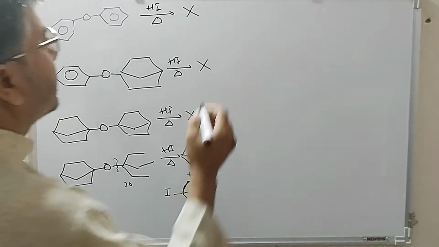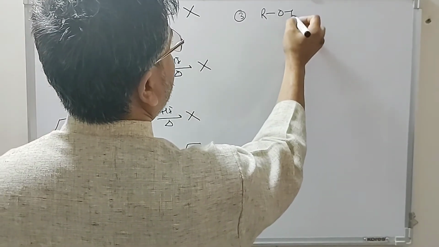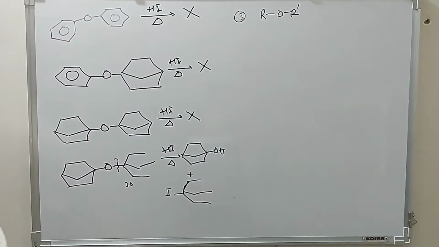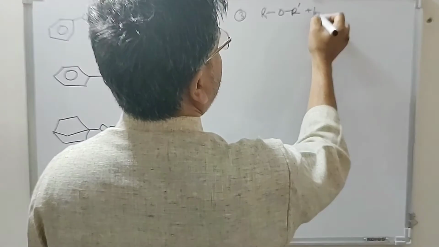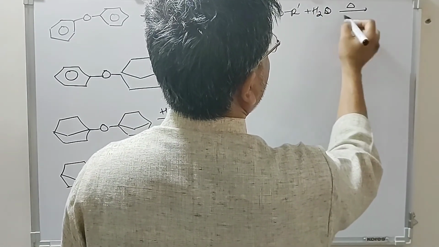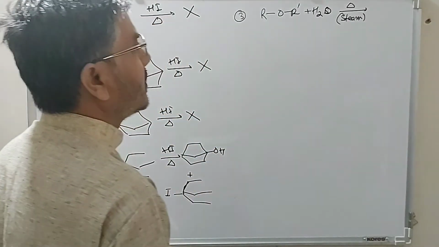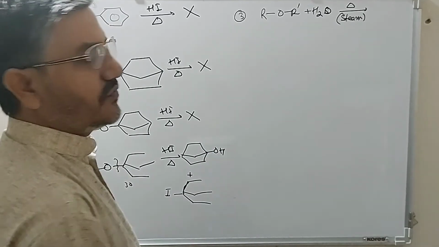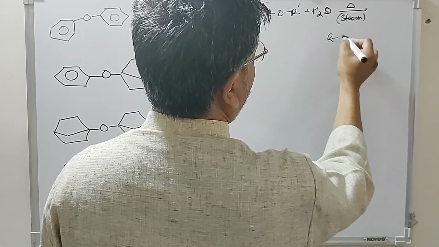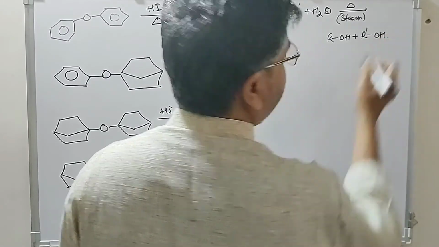Now if these ethers, ROR prime, are made to react with steam, that is we have to use steam, then both will be converted into alcohols, ROH plus R prime OH.